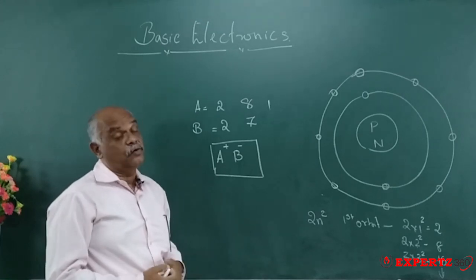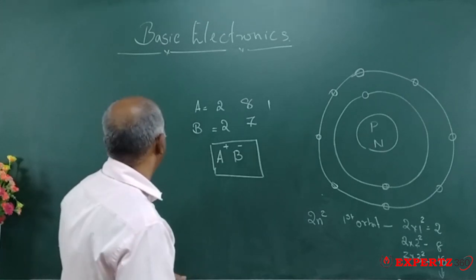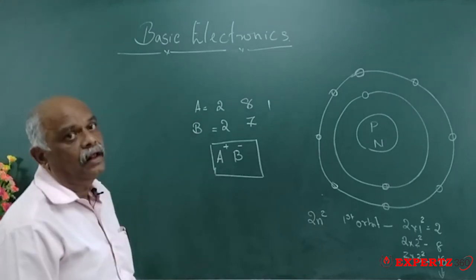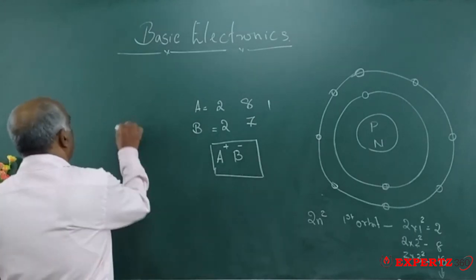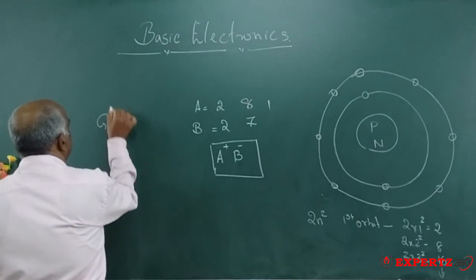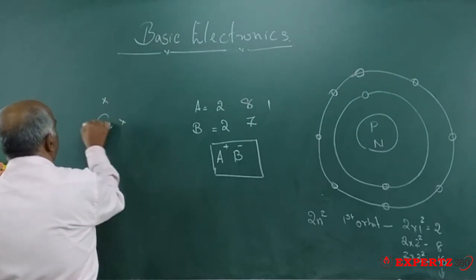Now sharing of electrons takes place in some atoms and it comes to a stable state. So that you call covalent bonding. So I have a germanium. The outermost orbit consists of 4.